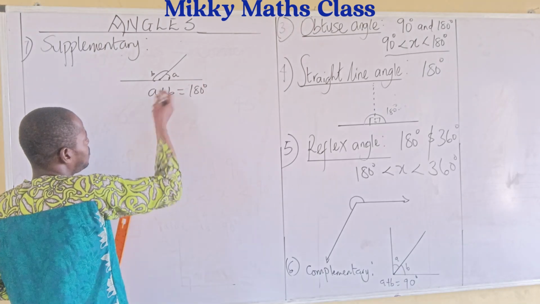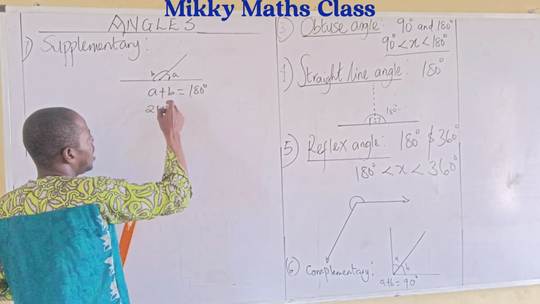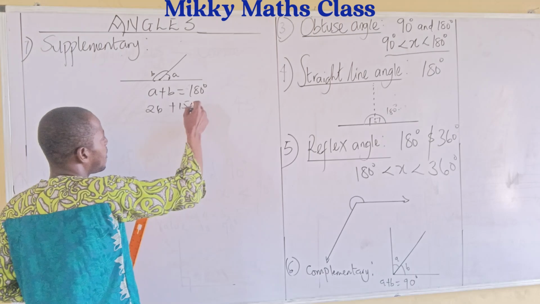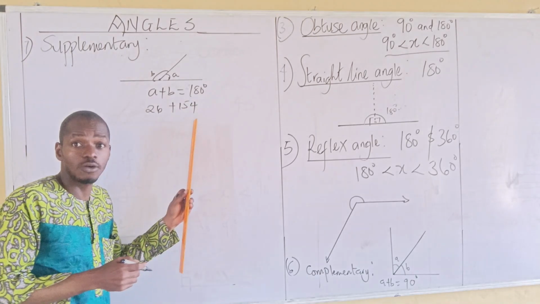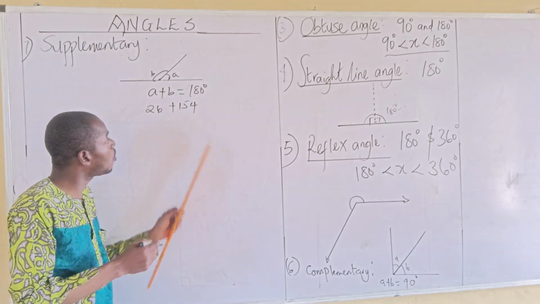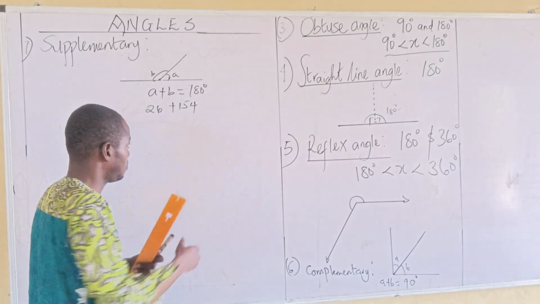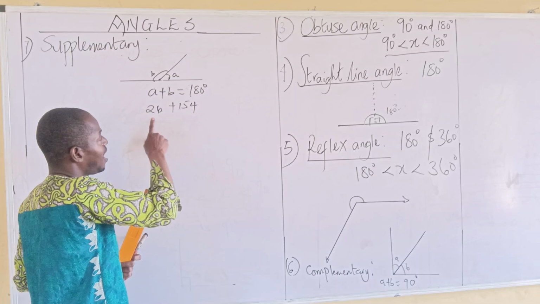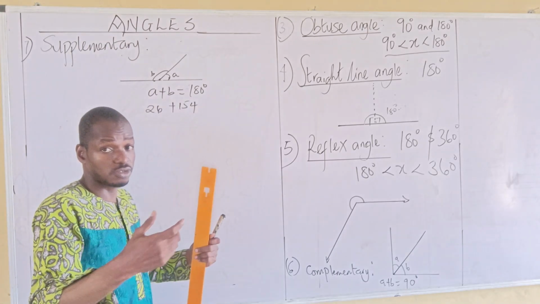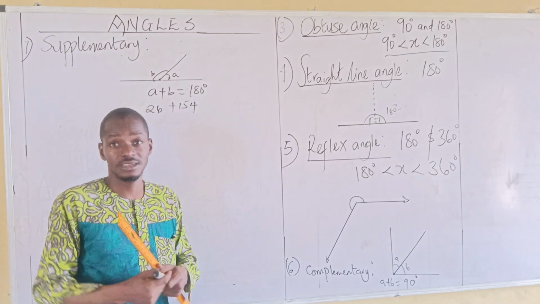For example, if A is 26 and B is 154, these two, angle 26 and angle 154, both of them are supplementary angles. Because when I add those two together, I will arrive at 180 degrees.